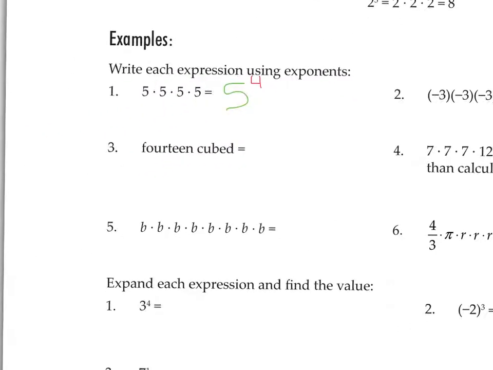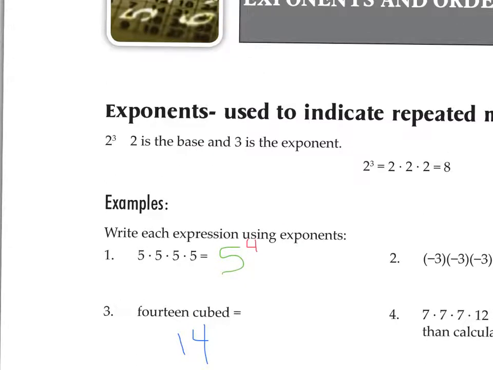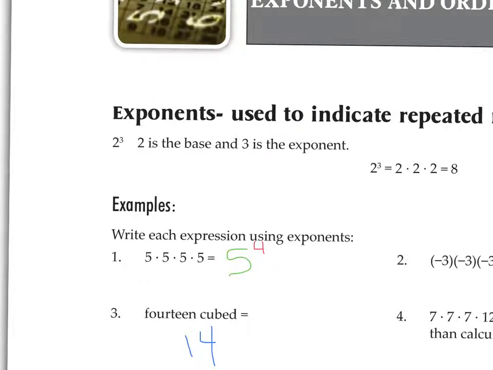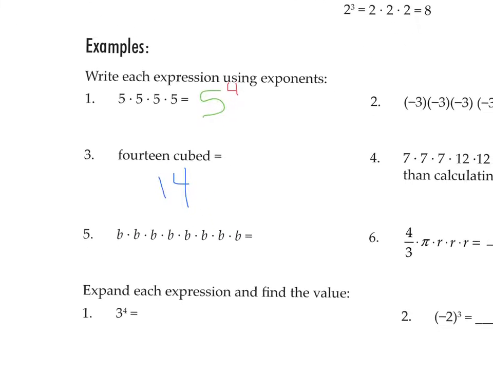On number 3, we're reading this in words, 14 cubed. 14 is the base, and the word cubed, the same as up here, when I read this as cubed, means the exponent 3. So 14 cubed is 14 with an exponent of 3, or 14 to the 3rd power.